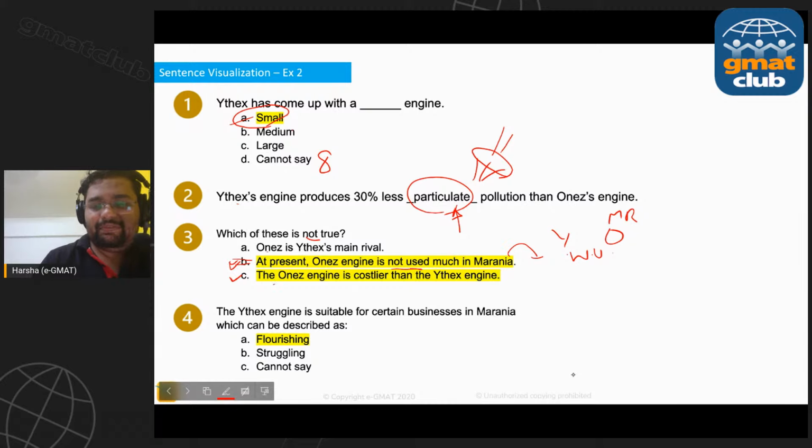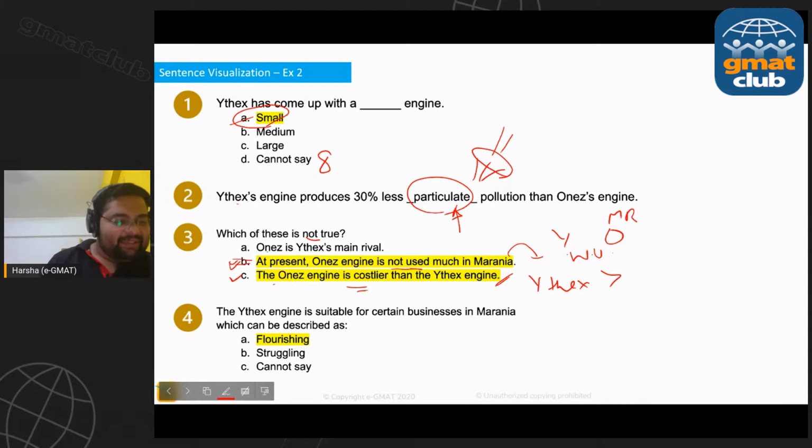Once's engine is costlier than Vitex. One or two of you chose this, and I'm surprised to see that. Clearly, you're given that the Vitex engine is costlier. So how can this be true, right?